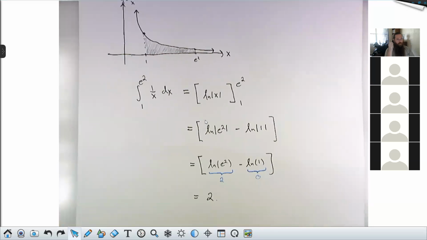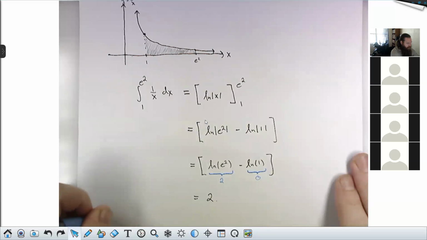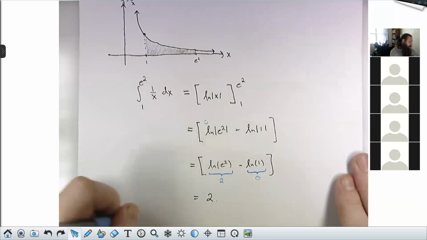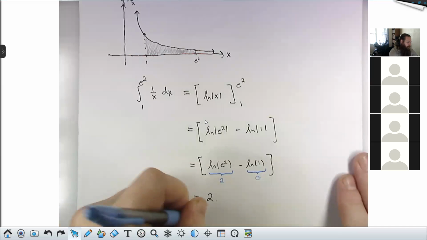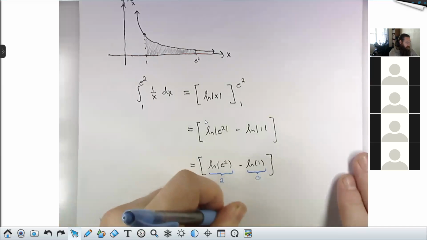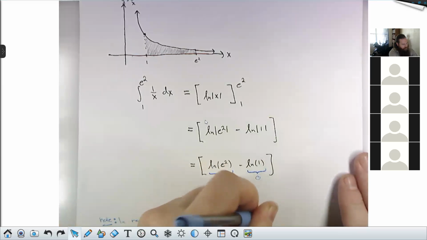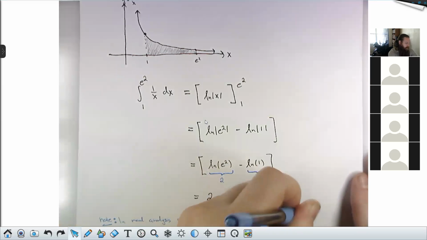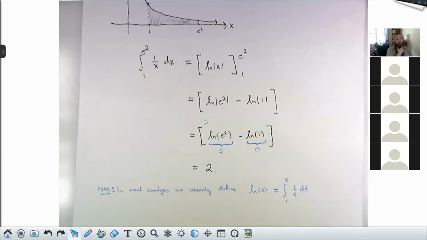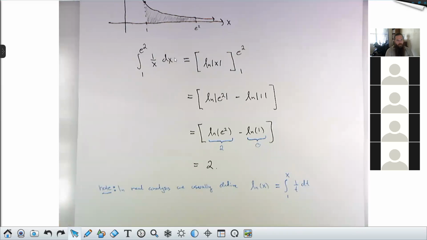And believe it or not, in a slightly more grown-up math class, this is how we define the natural log function. In real analysis, we usually define ln of x to be the integral from 1 up to x of 1 over t. So the area bounded under the 1 over t or 1 over x function between two numbers. That's usually the slightly more grown-up definition of the natural log function. You don't need to stress about this at all, but it's just a neat fact.